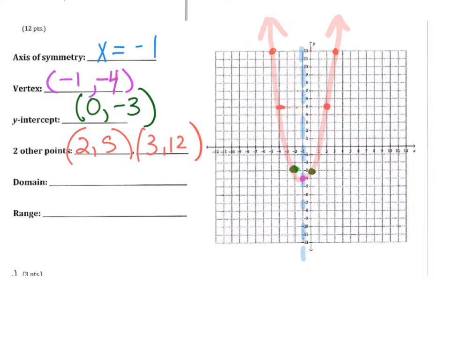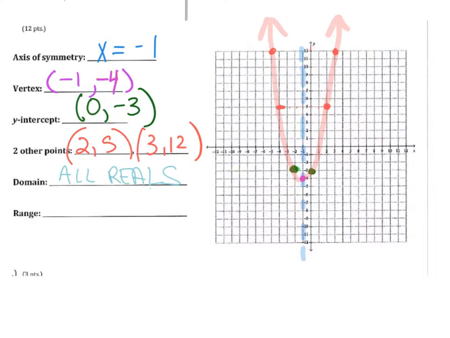Last questions? Well, what is the domain? The domain is always going to be all reals for parabolas. And again, the reason for that is because this is infinitely getting wider and wider and wider. And when you get wider, you're moving on the x-axis. And that means all of the x values.